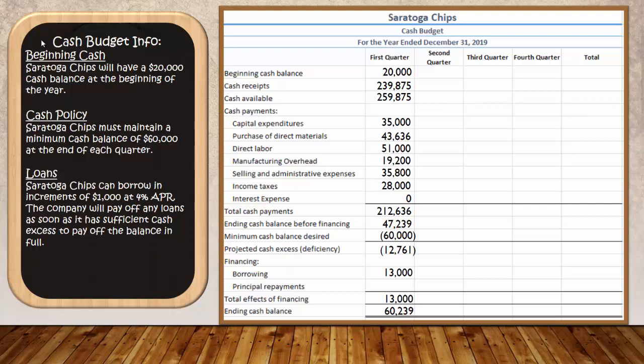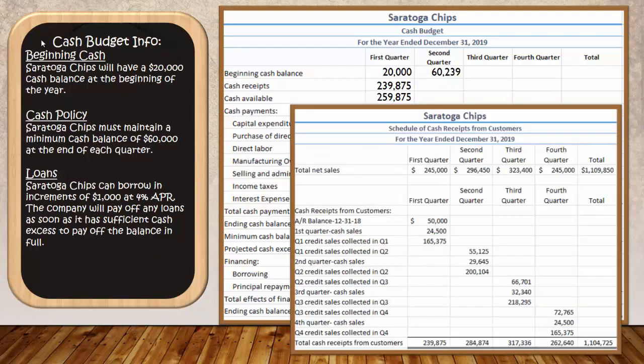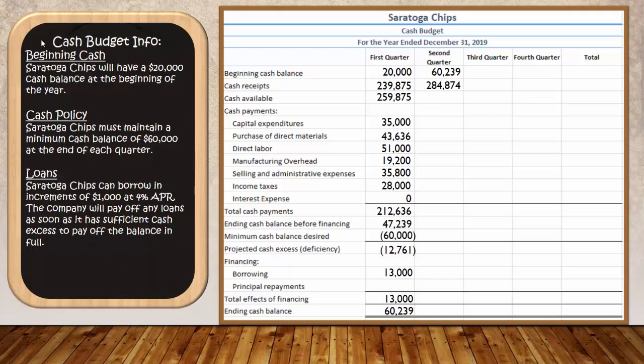For the second quarter, our beginning cash balance is going to be equal to our ending cash balance at the end of the prior quarter. If we ended the first quarter with $60,239 in cash, that means we're going to begin the second quarter with that same $60,239 in cash. Our cash receipts during the second quarter, again from our schedule of cash receipts from customers, were $284,874. We're going to take that number, we're going to add it to our beginning cash balance, and it's going to give us cash available of $345,113.